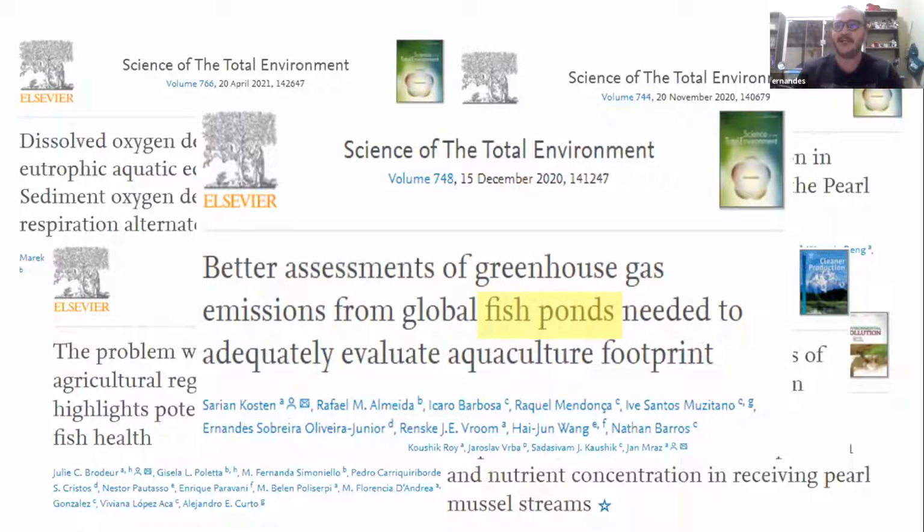We started to find this a few years ago, when we started to talk about greenhouse gas emissions from fish ponds. Some of the people in this session published a paper last year about the assessment of greenhouse gas from global fish ponds. The research was conducted by Sarian, Nathan, Raquel and others, and Renske was also with us.